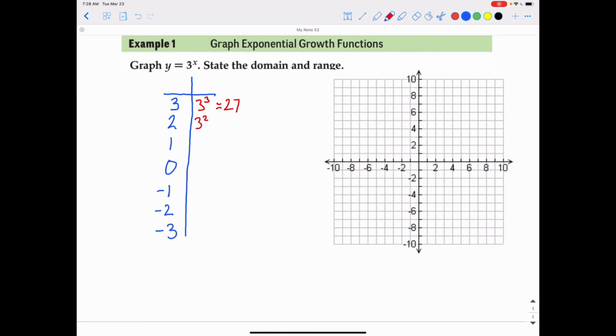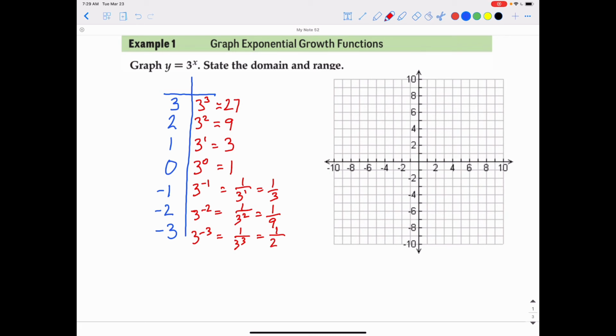3 to the second power, so that's 3 times 3, which is 9. 3 to the first power is just 3. 3 to the 0 power, so what's anything to the 0 power? Well, that's going to be 1. And then we get to our negative exponents. So 3 to the negative 1 power is going to be the same as 1 over 3 to the positive 1 power, which is 1/3. 3 to the negative 2 power is going to be 1 over 3 to the second power, and that is 1/9. And 3 to the negative third power, that's going to equal 1 over 3 to the positive third power. And we already know 3 to the third power is 27 from the very first point that I plugged in. So this will be 1 over 27.